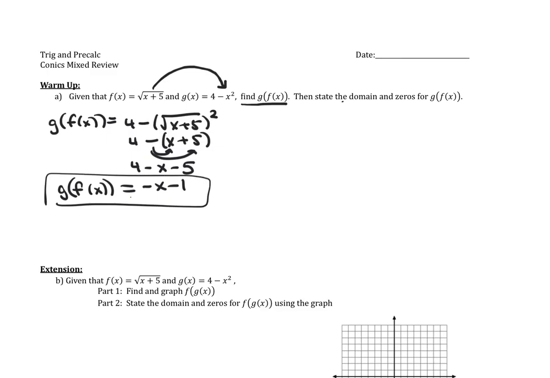From there, it says state the domain and the zeros. Now recall, when you're doing the domain, there's several steps you must think through. It is not just the domain of the composition that we just found. We need to find the domain of the inner. We need to find the domain of the composition, and then the answer is the overlap of those two.